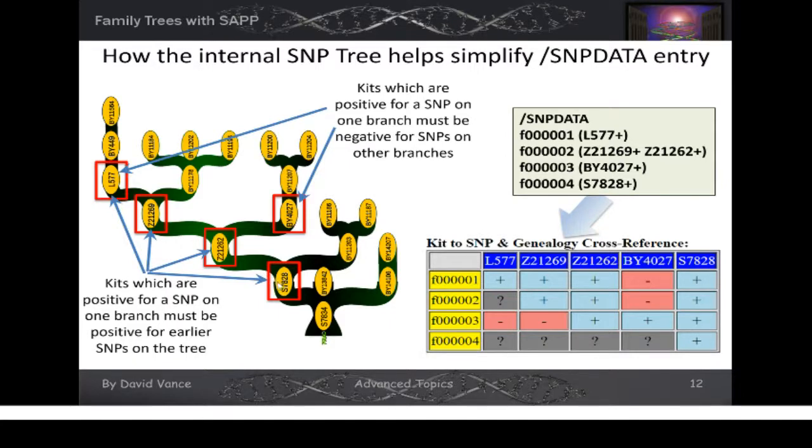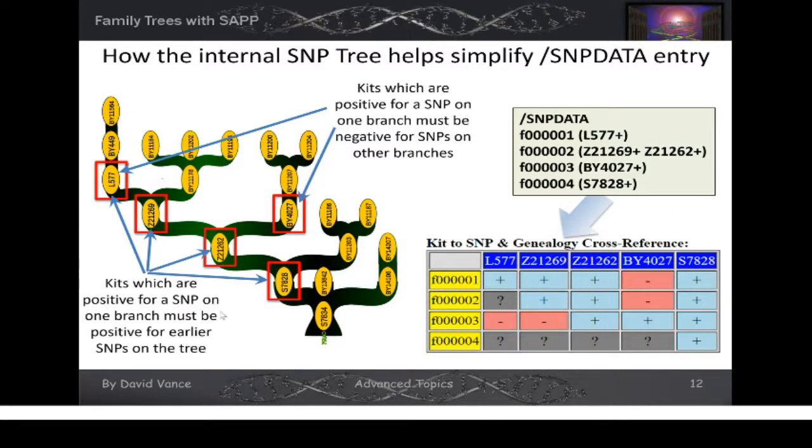For instance, if you have kits which are positive for a SNP on one branch, like L577, they must by definition be negative for a SNP on another branch, like BY4027. So, for instance, kit 1 and kit 3 had to have diverged back here at a given point in time somewhere after Z21262, since they're on different branches of the SNP tree.